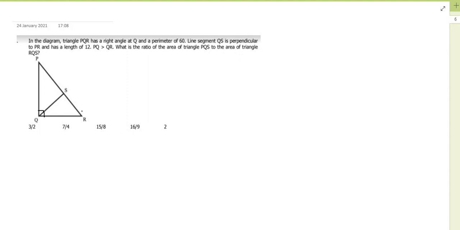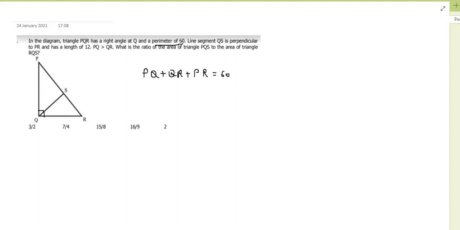So what do you understand by perimeter? Sum of all the sides. Exactly, sum of all the sides. So what are the sides? PQ plus QR plus PR is equal to 60. This is the sum of all the three sides.